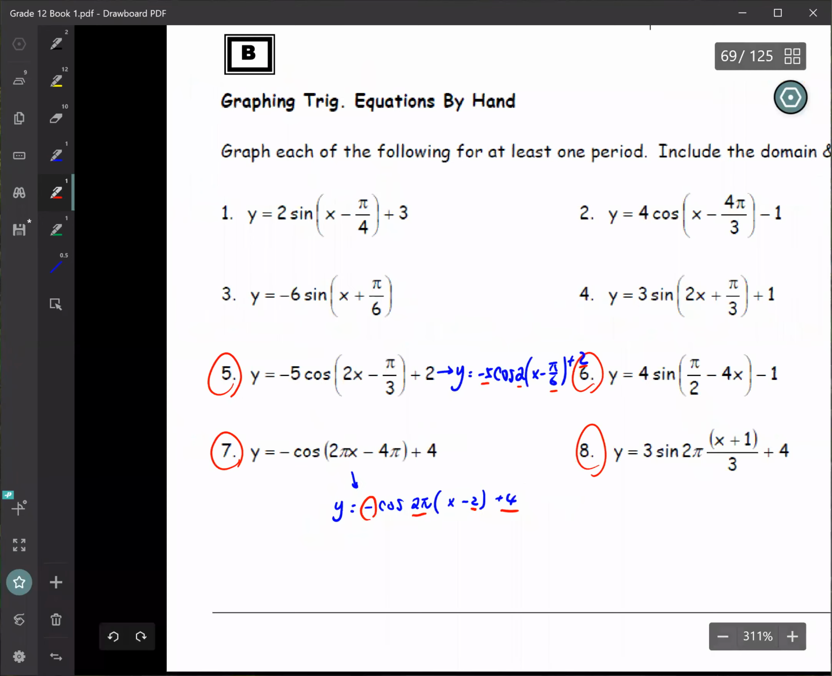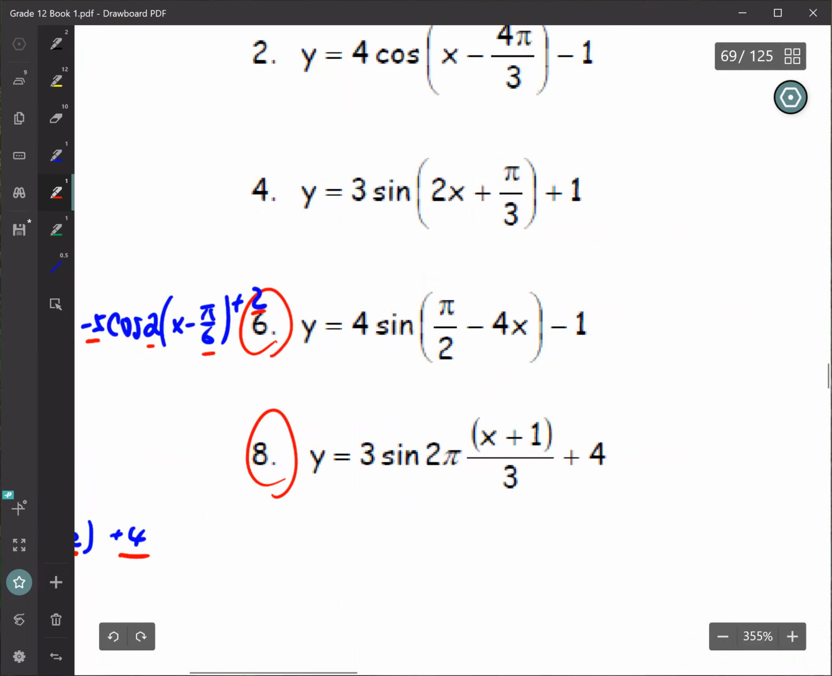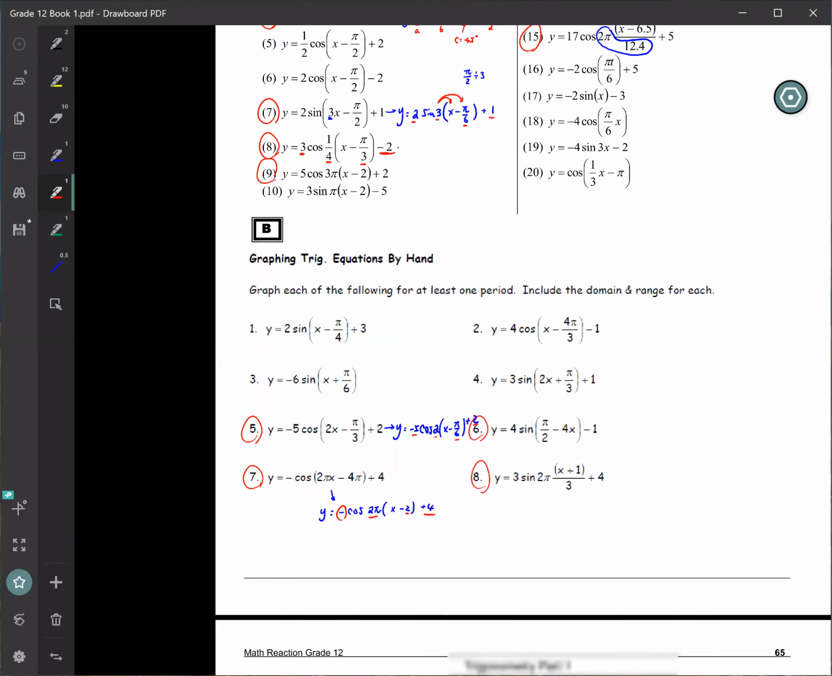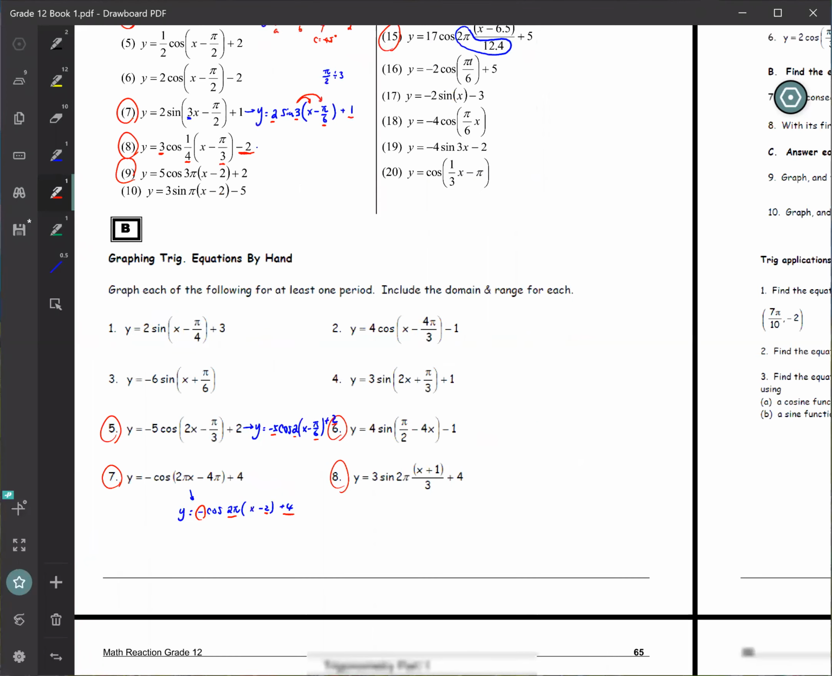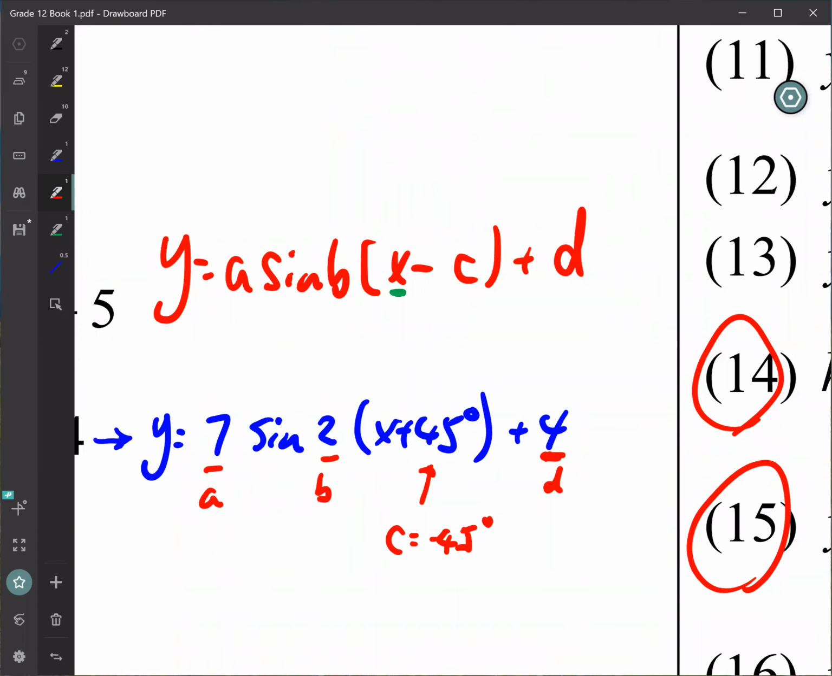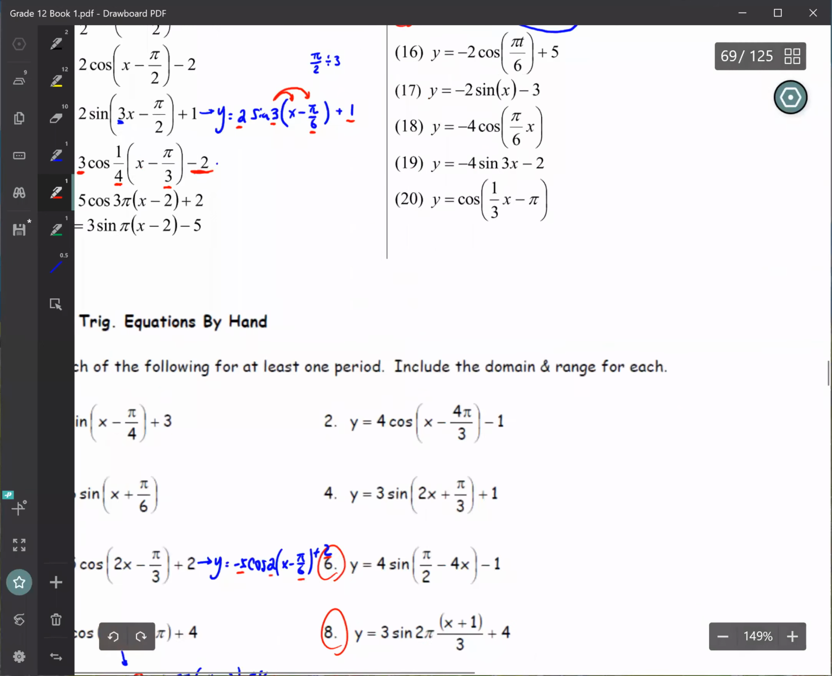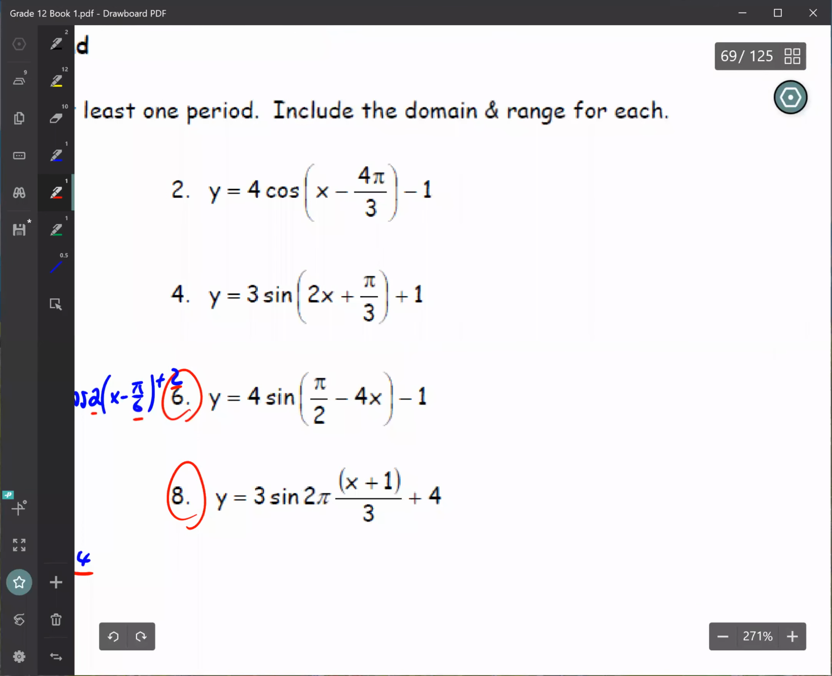Okay, let's look at 6. 6 is the harder one because the x is reversed, right? It's at the back instead of at the front, right? For general form, x has to be in front, right, between B and C, right? So if it's at the back, you need to do a little bit more work. So let's see.